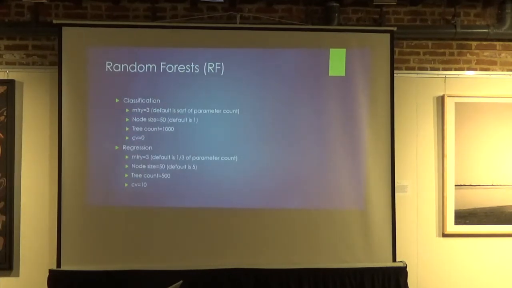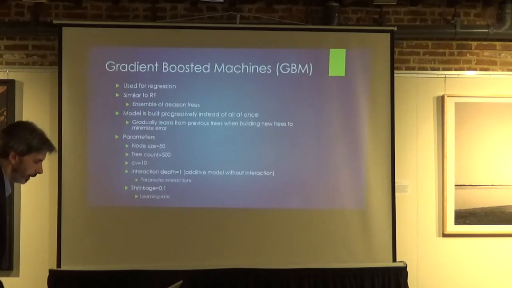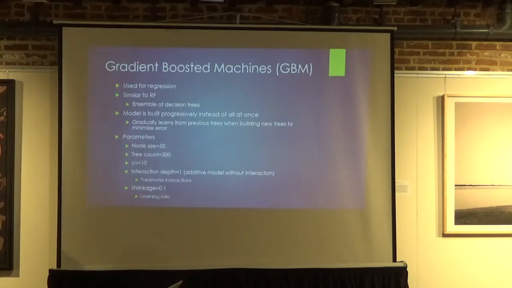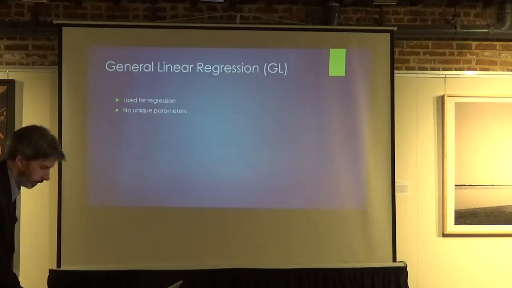And for the regression, these were the parameters here. So I'm not going to describe them one by one here. Okay, and then for the gradient boosted machines, which was used for regression only, it's similar to random forest. It creates an ensemble of decision trees, but the model is built progressively instead of all at once. And in theory, it is supposed to learn from the previous trees when building new trees in order to minimize the error in the subsequent trees. And these were the parameters for this algorithm.